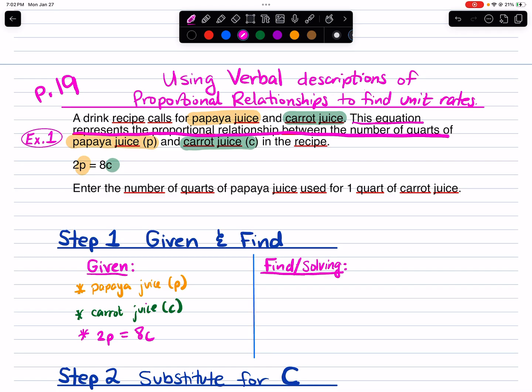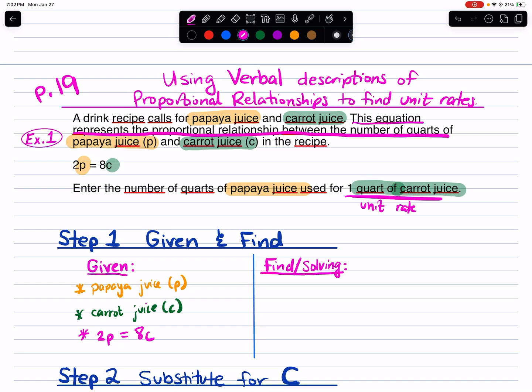Now, at the end here, it says enter the number of quarts of papaya juice used for 1 quart of carrot juice. Realize 1 quart of carrot juice, that is a unit rate. Papaya juice used for 1 quart of carrot juice. Realize unit rate. Oh, wrong pencil. They want a unit rate for 1 of carrot.